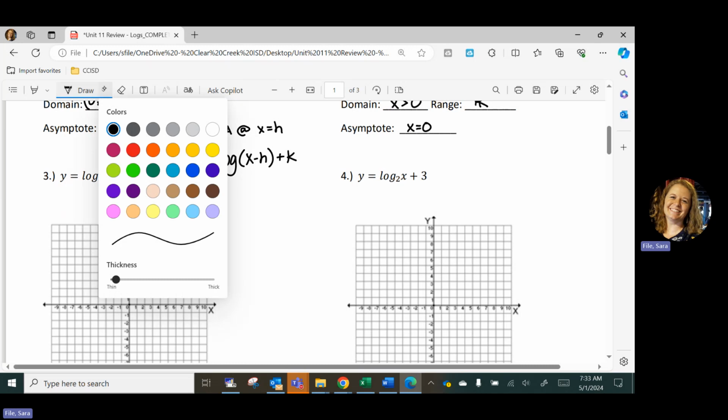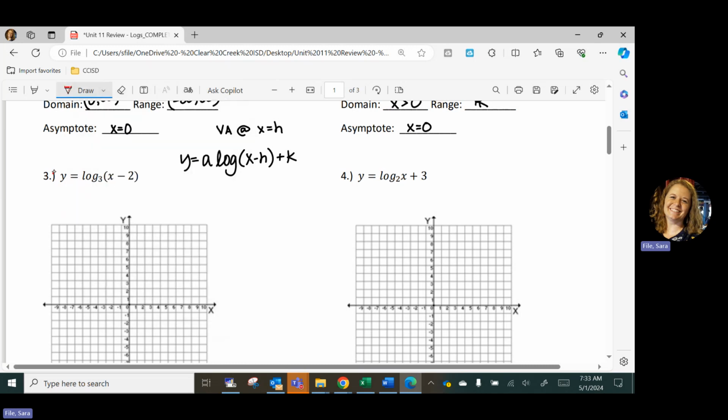Okay, so in number 3, what is my h value? It's just 2. Remember, x minus h. So since it's a minus in there, the h is just the positive 2. So that right there tells me where my vertical asymptote's going to be, because remember, h is a horizontal shift. So this is a horizontal shift to the right 2, which means I have a vertical asymptote at x equals 2. So I'll go ahead and sketch that.